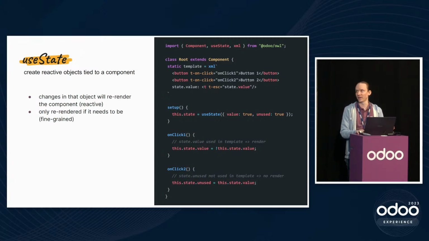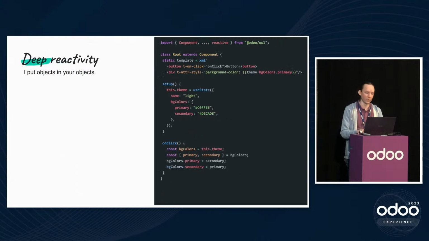But in this particular example, you can see that in the state we have two fields. One is called value and the other is called unused. And if you look at the template at the top of the file, you can see that only one of these values is read inside of the template, and it's state.value. And so that means that when we click on the first button and change the value of this specific field, the component will re-render. But if we click on the second button that changes the value of unused, the component doesn't get re-rendered. And so the reactivity system is fine-grained in that sense. It means that we only re-render for the pieces of the state that we care about in this specific component.